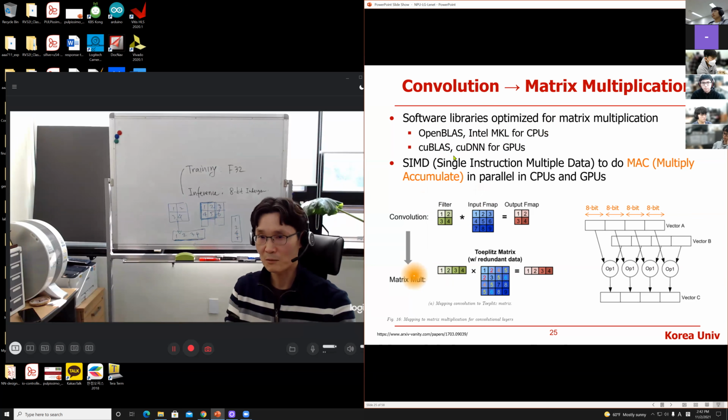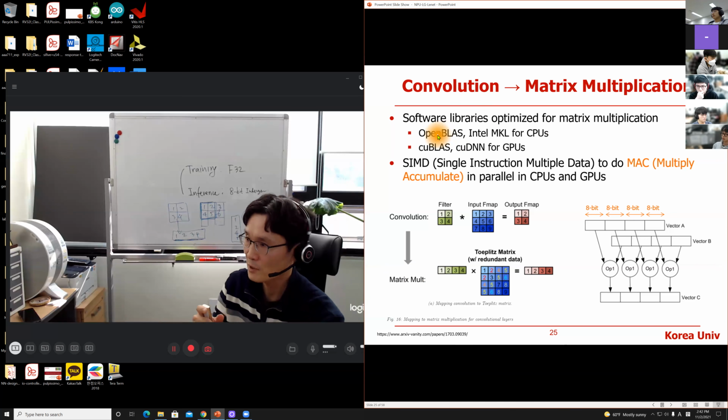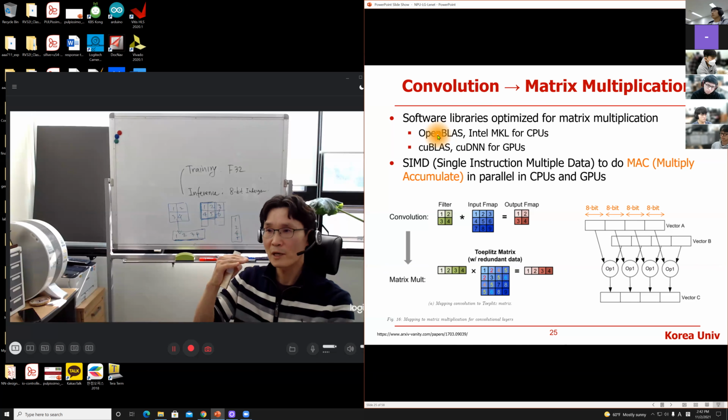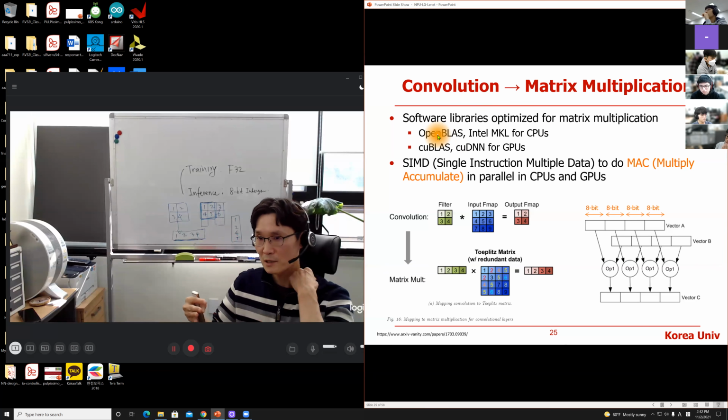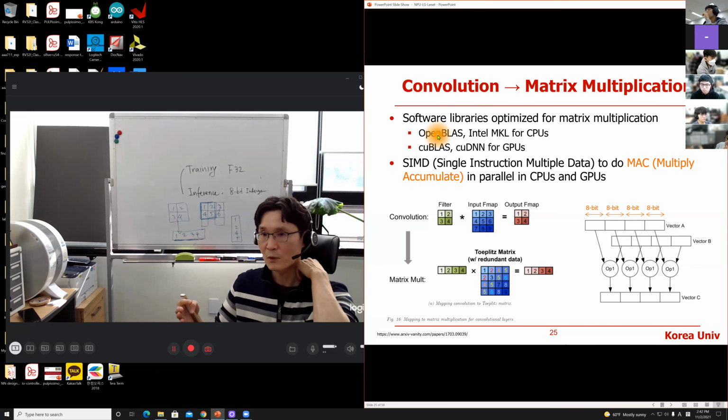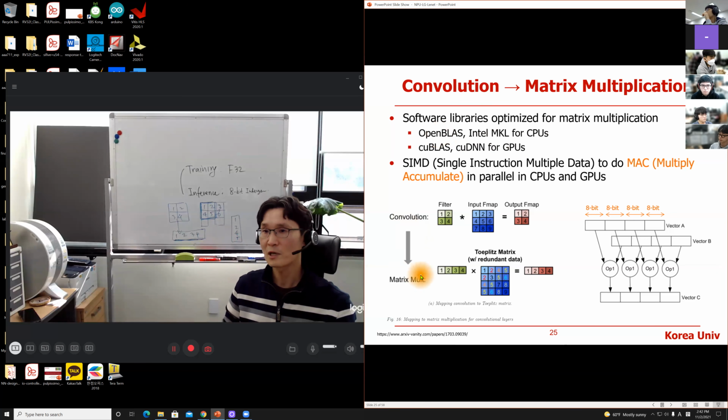Very well designed libraries are there. You can just use those libraries. The thing is, these libraries try to use the memory hierarchy, cache hierarchy, and locality, optimizing for some specific architecture. So again, the reason why we want to convert convolution into matrix multiplication is because we want to use those libraries. Those libraries are very optimized for the CPU and the memory hierarchy, the cache hierarchy.